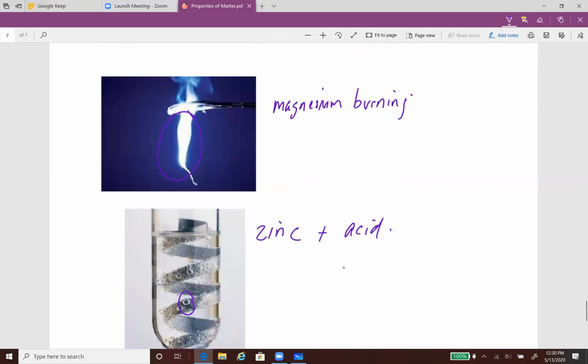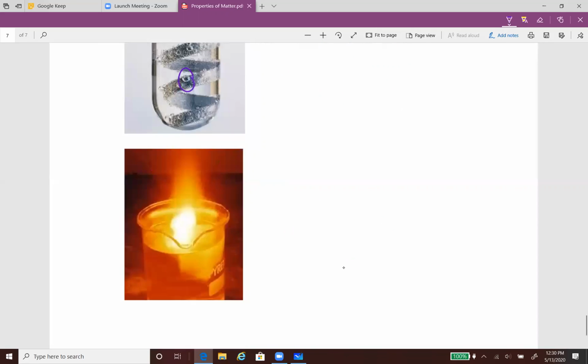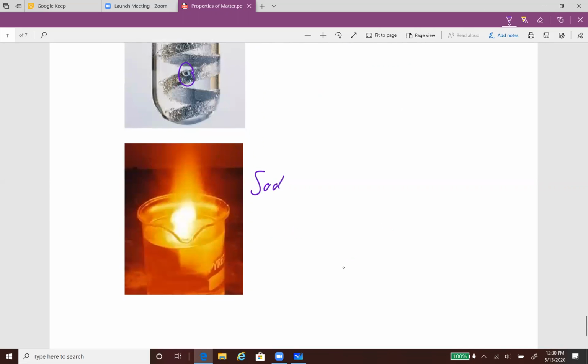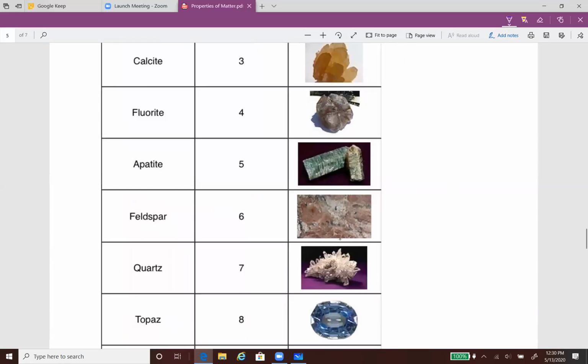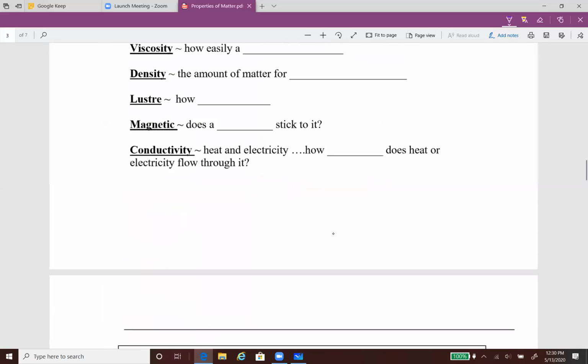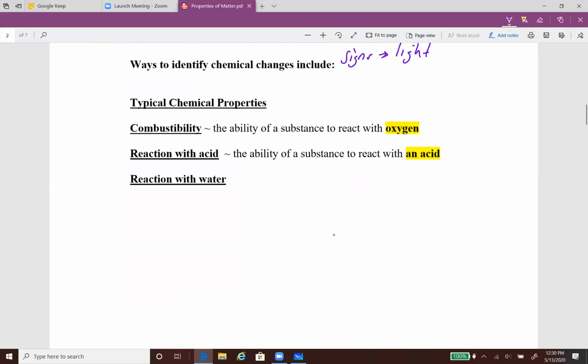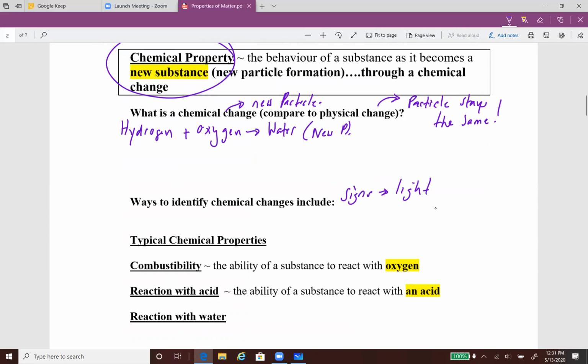Now, truthfully, you would get heat also with the magnesium burning. This is actually sodium in water. And you could see that it looks like it's burning. So it will be giving off not only light, but it would also be giving off heat. So there are certain signs that indicate that you're getting a chemical change. So like light, heat, bubbling, those are all examples of signs.